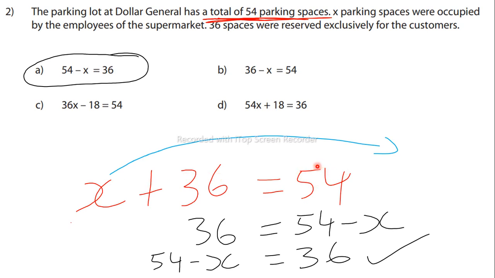Now all we need to do, because we know this is correct, is switch it in such a way that it fits one of these options. If we send this over, the positive X becomes a negative X. And so it's going to be 54 minus X equals 36. We just switch the equation around, because if 36 equals 54 minus X, then 54 minus X equals 36. That means we have exactly what we have here. So the correct answer is A.